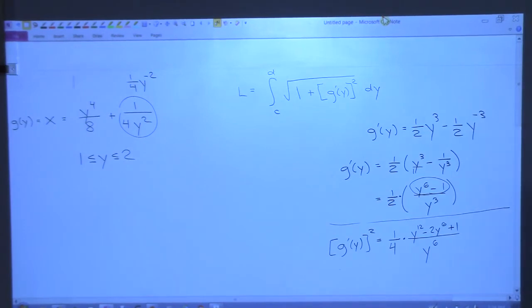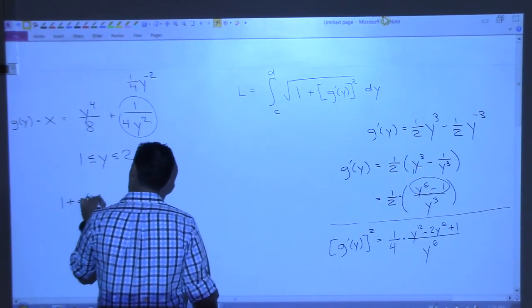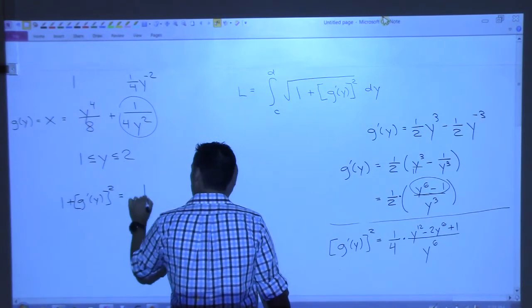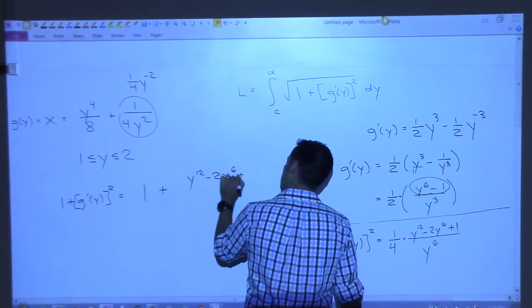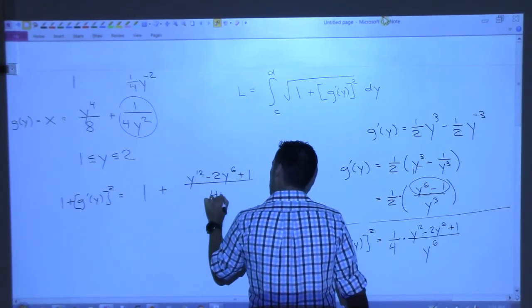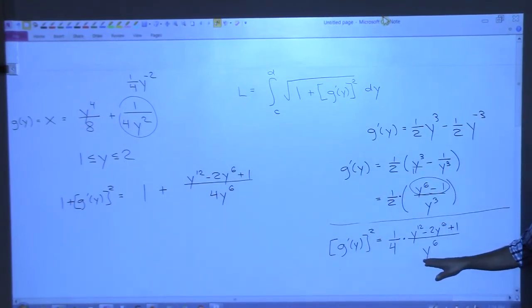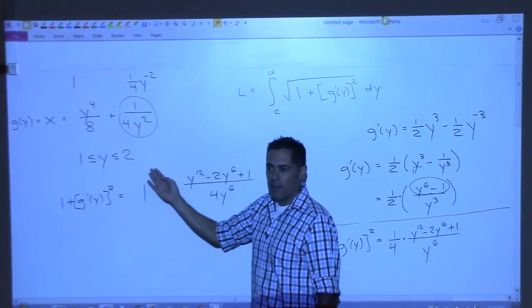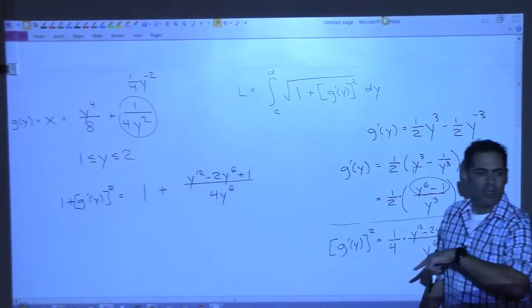Okay, so now that's g prime of y squared. Now I need to add 1 to that. So let's see what would happen if I take 1 plus g prime of y squared. I'm going to have 1 plus, watch the way I rewrite this, y to the 12th minus 2y to the 6th plus 1 over 4y to the 6th. All I did was slide that 4 down here with the y to the 6th. I did that because if I'm going to add 1 to this, I'm going to get a common denominator. I'm going to rewrite 1 as 4y to the 6th over 4y to the 6th.